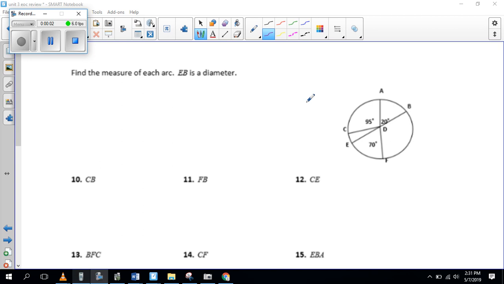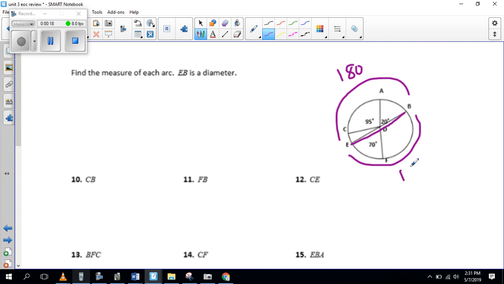I'm going to do another example to help y'all. It says EB is my diameter, so I'm going to highlight that so I know from here to there is 180. From here to there is 180. Okay? So now they also gave me some important angles.